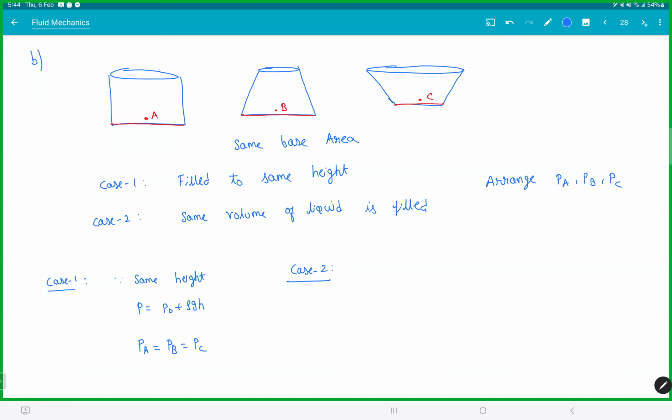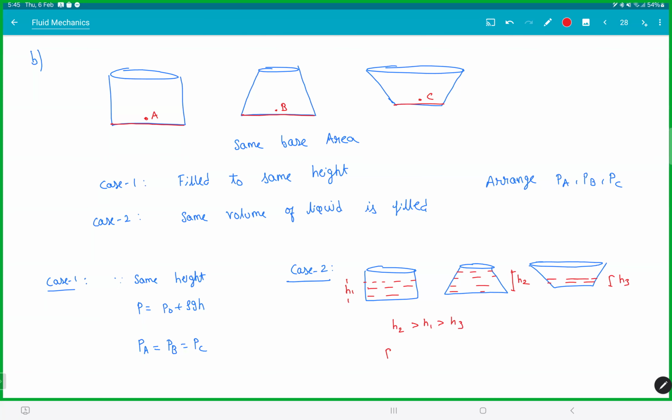So if you put same amount of liquid, what happens? I'll just give you a shape. It's clear. If the first one, liquid is still here, the second one will definitely be more. The third will be much lesser. Does it make sense? This is H2, this is H3, and this is H1. So we can clearly see H2 will be greater than H1 is equal to H3. Therefore, PB will be greater than PA is greater than PC.